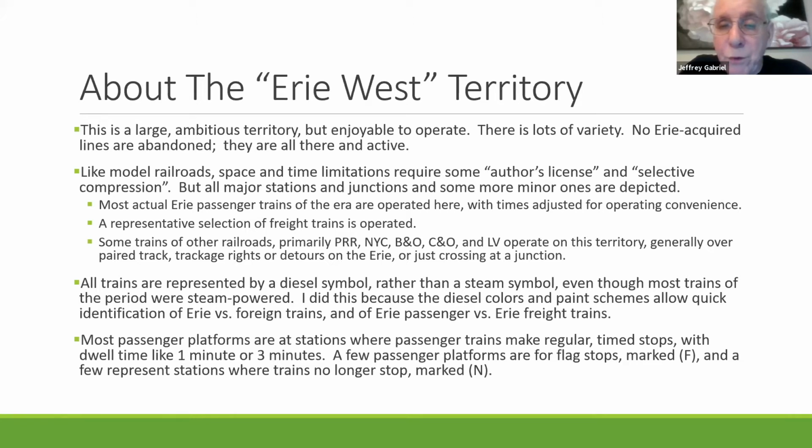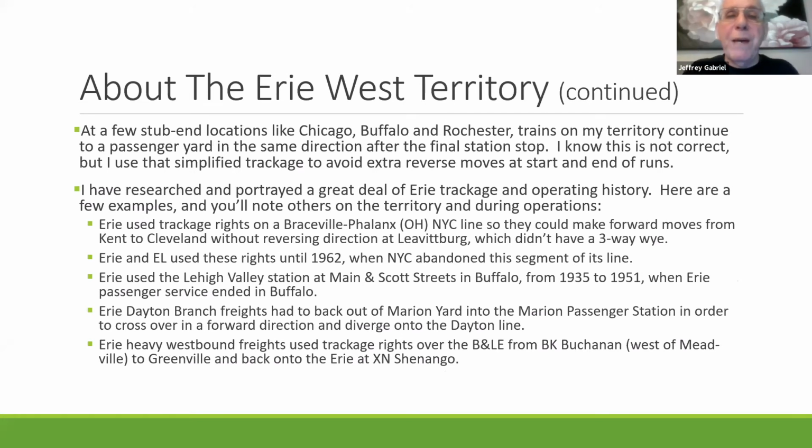A few passenger platforms are for flag stops marked F, and some are stations where trains no longer stop marked N. At a few stub end locations, I cheated a little, and the trains on my territory continue in the same direction to a passenger yard that doesn't really exist there in reality. In reality, the trains would make a reverse move to the yard, but I wanted to operate more trains and do a little bit less final passenger switching. So I did it that way.